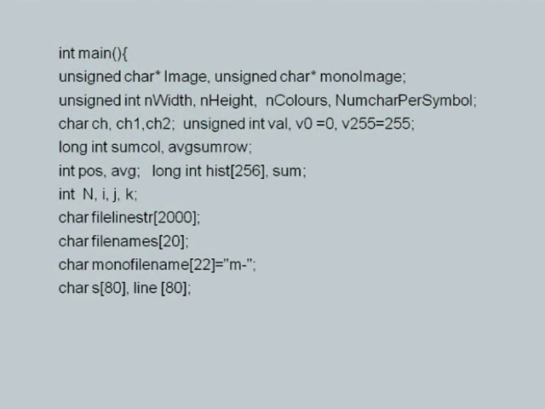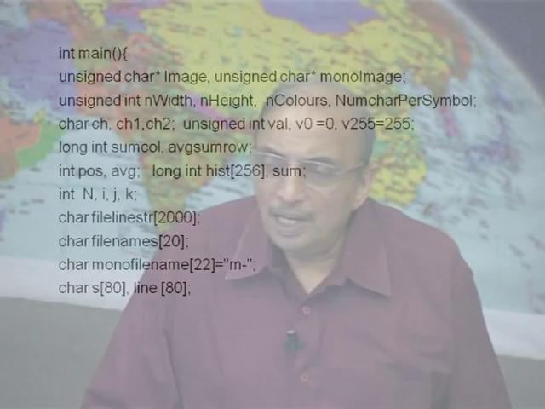What am I doing here? I am merely declaring a character type pointer which is called image. I have another pointer which is referring to mono image. So obviously I imply that this image will somehow be equal to the full-fledged grayscale image, and the second one will be containing the monotone image that I will generate out of my logic. But wait, the image is supposed to be a large array, preferably a two-dimensional array. Here I am declaring only two pointers.